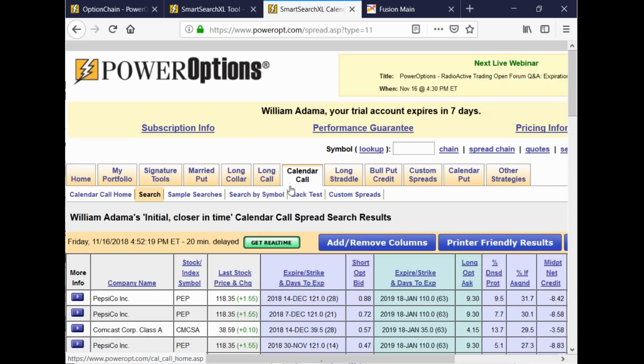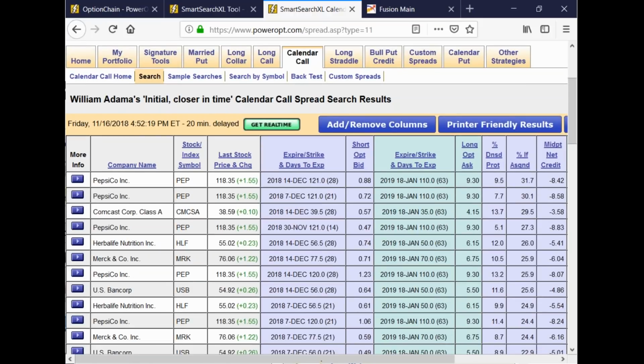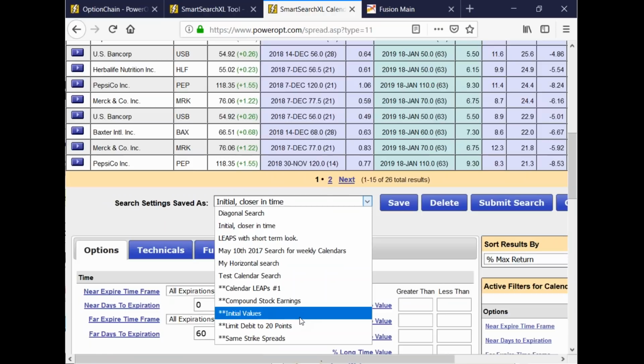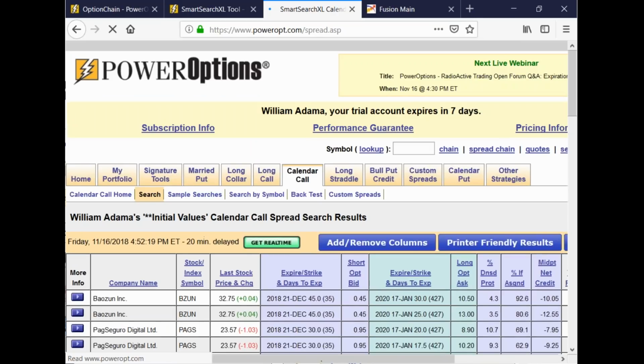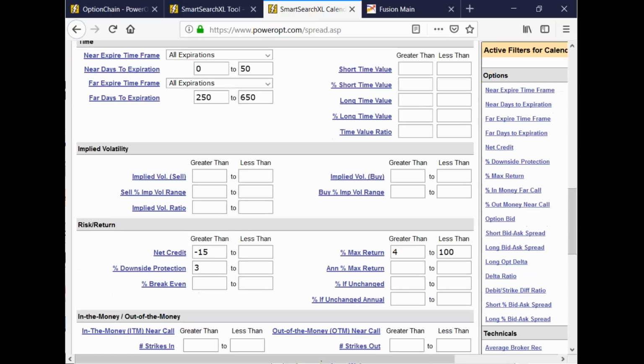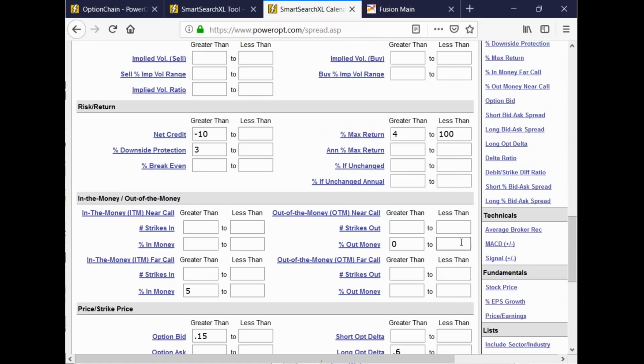Now, as with any search on Power Options, when you first open the search and you see the listed trades, you're probably looking at one of our default criteria. I myself usually use the initial value screen as my starting point, and I make subtle changes to some of the criteria below based on my requirements. So I might adjust the net debit here to only look for debits less than 10, and I might even restrict the range out of the money for the short call to be no more than 4 or 5%, while still looking 5% in the money, and I might increase the option bid.